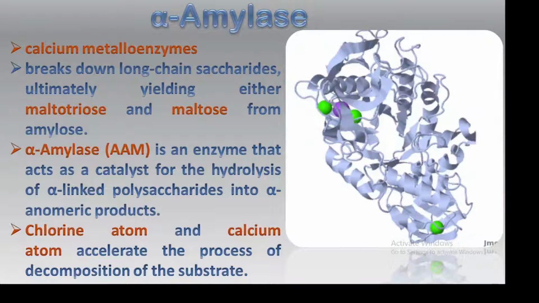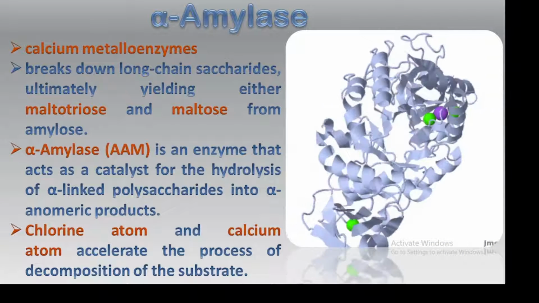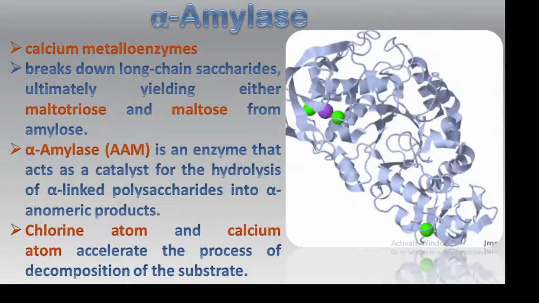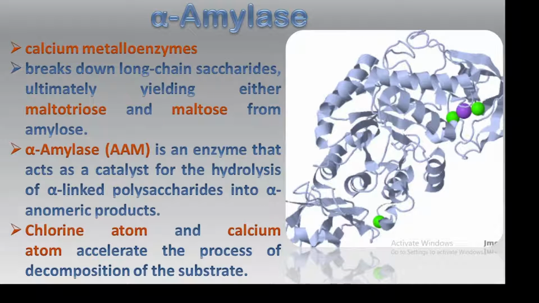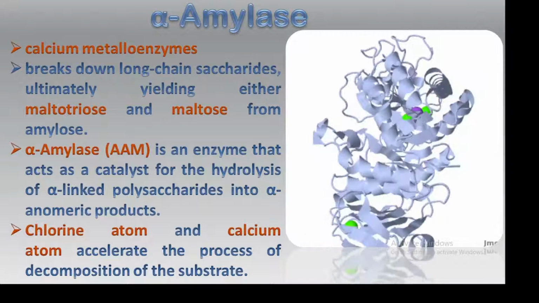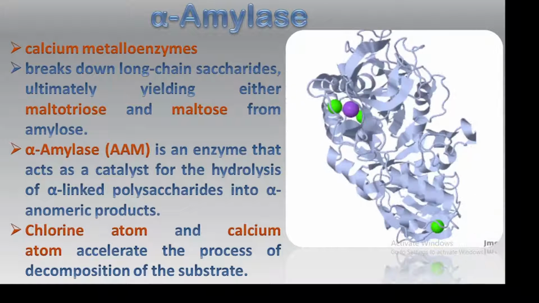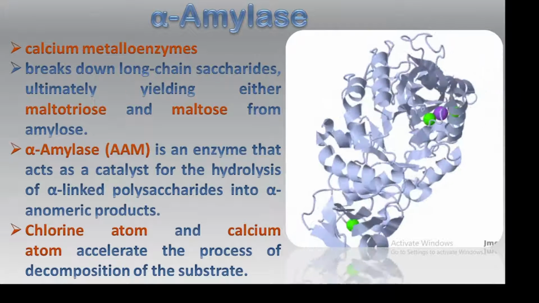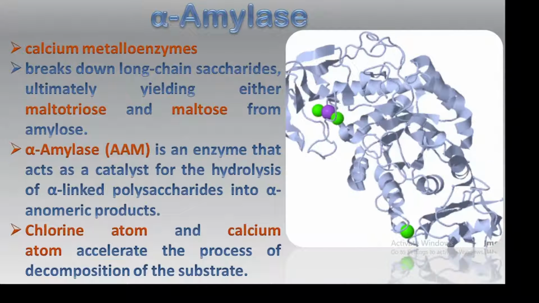Now let's come to the alpha amylase. Alpha amylase is a calcium metalloenzyme. It breaks down long chain saccharides into maltose and maltotriose from amylose. Alpha amylase acts as a catalyst for the hydrolysis of alpha-linked polysaccharides into alpha anomeric products. It has chlorine and calcium atoms that accelerate the process of decomposition of the substance.